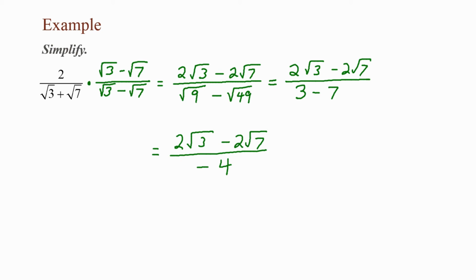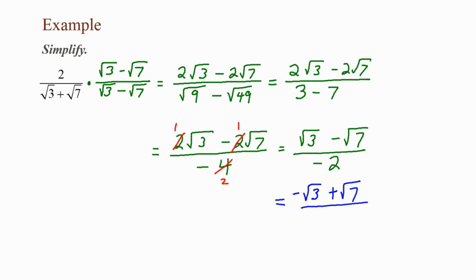This reduces because 2, -2, and -4 all have a common factor of 2. 2 goes into 2 one time, 2 goes into -2, -1 times, and 2 goes into -4, -2 times. One way I can write this answer is the square root of 3 minus the square root of 7 all over -2. Some books like to simplify this and have a positive 2 on bottom. All that does is change the sign of everything. So my positive square root of 3 would be a negative square root of 3, my minus square root of 7 would be plus square root of 7, and my -2 would be a positive 2. Either answer is acceptable.